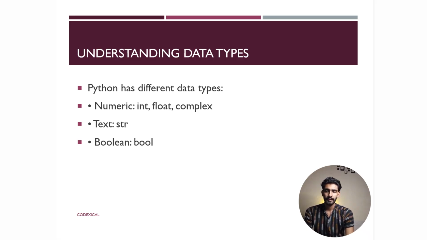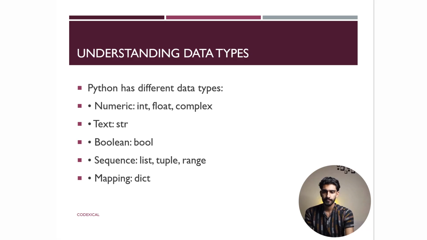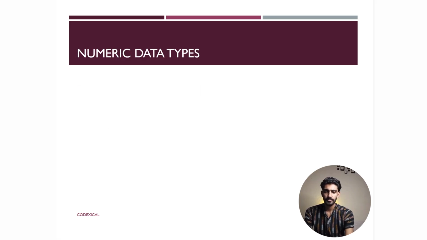Next is Boolean. Boolean is a data type which can store only two values, true or false. Sequence data types are list, tuple, and range. These are the data types that are used mostly. Next is mapping, which is dictionary. One dictionary contains different types of keys and their values.